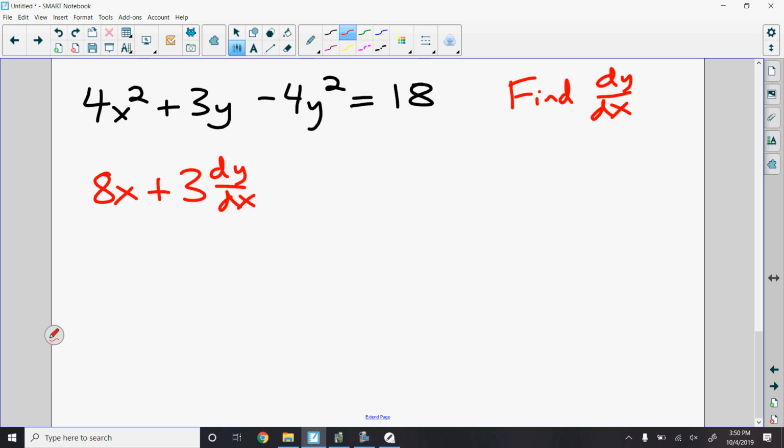So the y term itself goes away, but the derivative of 3y is still 3, so the 3 needs to be there, also multiplied by dy dx. The next derivative here is going to be negative 8y. Again, I'm doing the derivative with respect to y, so I need to multiply by dy dx. And that equals the derivative of 18, which is 0, because it's a constant.